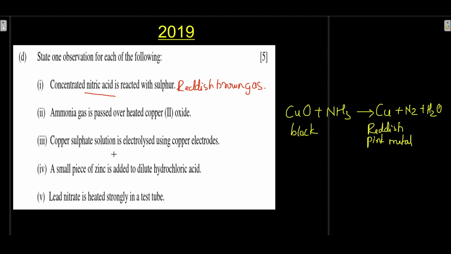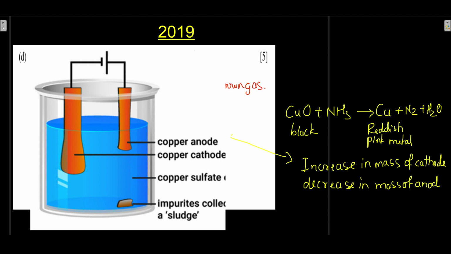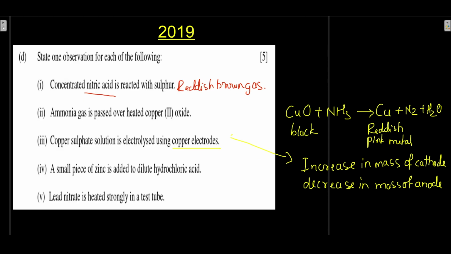That will be observation. Copper sulfate solution is electrolyzed using copper electrodes. So since you are using copper electrodes which are active, there is no visible change in the color. For this you can write, always for electrolysis, one of the things you can write is increase in mass of cathode, because the metal will go and deposit on the cathode. When there is an active anode, then there will be decrease in mass of anode. But if it is graphite or platinum which are inert electrode, this observation will not be there usually.